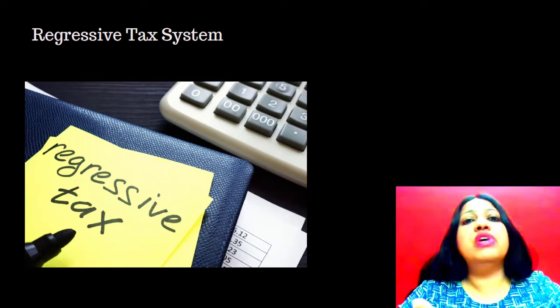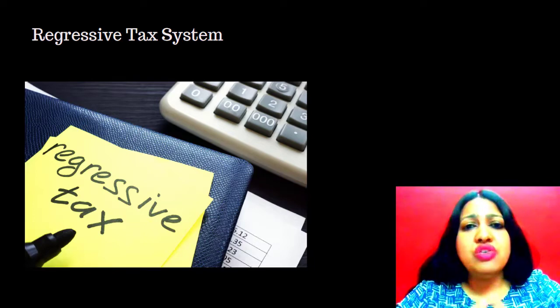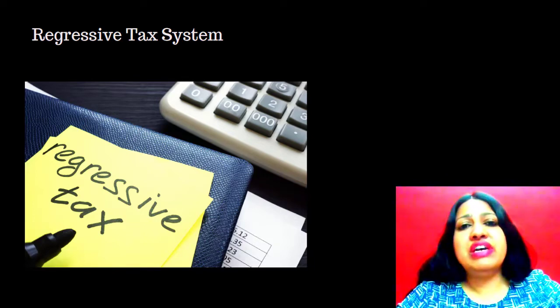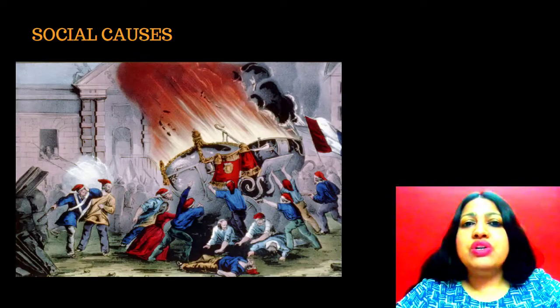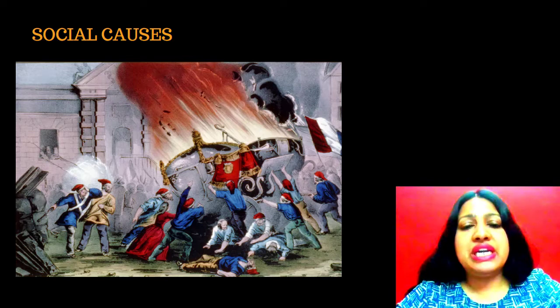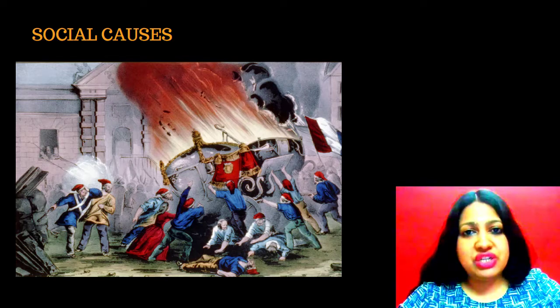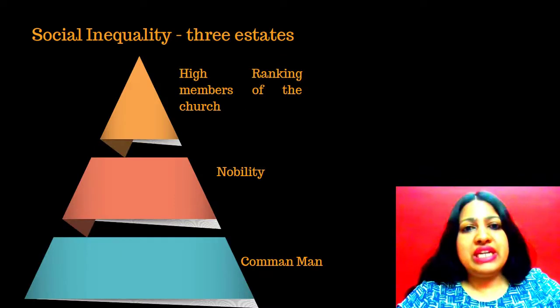So this also became one of the major causes of concern among the people, which eventually led to the French Revolution. Next, let's move on to social causes. So, what were the conditions prevailing in the society back then, which became one of the causes for the French Revolution? The first is social inequality.